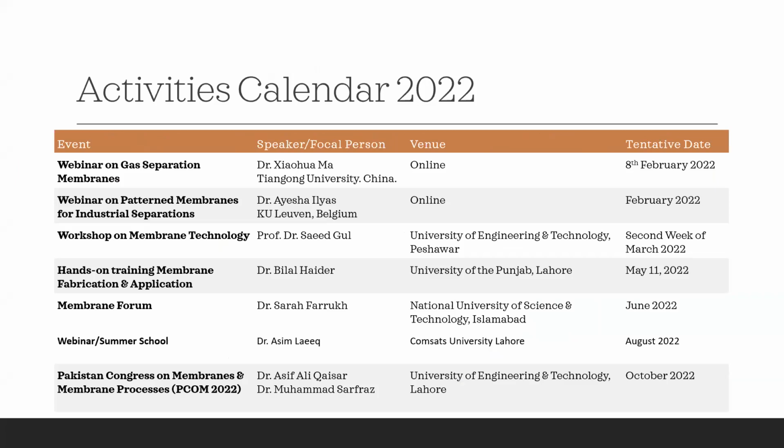About the activities calendar for 2022, as I mentioned in the past slide, we are planning many more activities in comparison to 2021. We plan to start this calendar of activities with a webinar on gas separation membranes. We have already announced this webinar on the WhatsApp group, on the website, and other forums. This webinar will be by Dr. Ma from Tiangong University, China. Dr. Ma has worked at KAUST and now leads a research group on gas separation membranes. He has done pioneering work in the area of PEMS and their application in gas separation membranes. The webinar is scheduled on 8th February, next Tuesday at 2:30 p.m. Pakistan time. I invite and encourage all of you to participate.